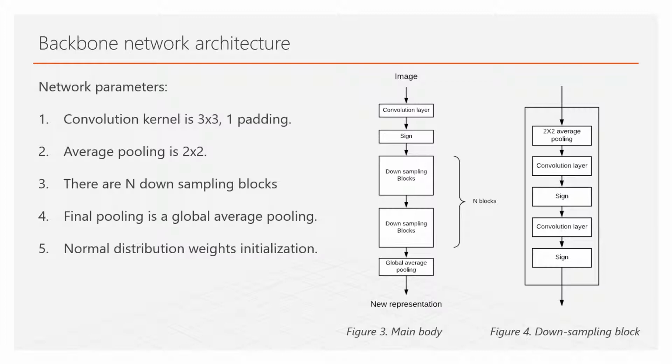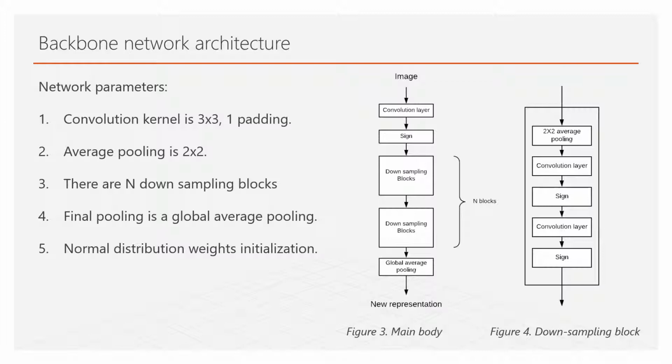Figure 3 shows our network architecture. Our activation function here is a sign function. The output is either 1 or -1. After a convolutional layer, there are several downsampling blocks. In each downsampling block, there is a 2x2 average pooling and 2 convolutional layers.